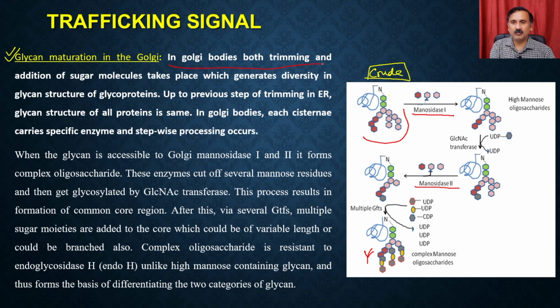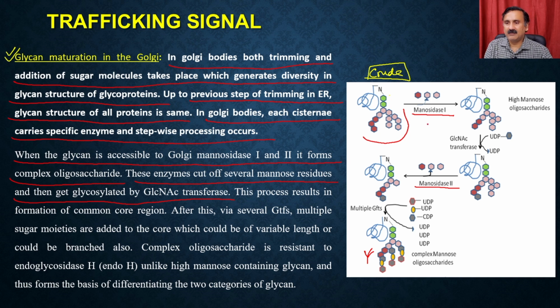In the Golgi bodies, both trimming and the addition of sugar proteins take place, which generate diversity in the glycan structure of the glycoprotein. Up to the previous step of trimming in the ER, the glycan structure of all protein is the same. In Golgi bodies, each cisternae carries a specific enzyme and the stepwise process occurs, right? When the glycan is accessible to the Golgi bodies, mannosidase 1 and 2, it forms the complex oligosaccharides. These enzymes cut off several mannose residues and then get glycosylated by the glucose and N-acetyl glucosamine transferase, right?